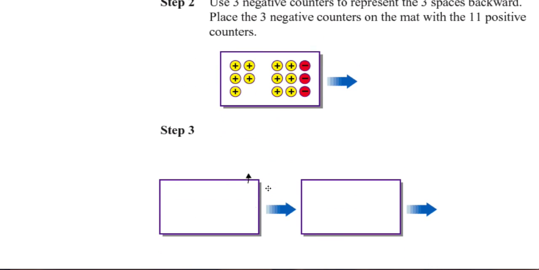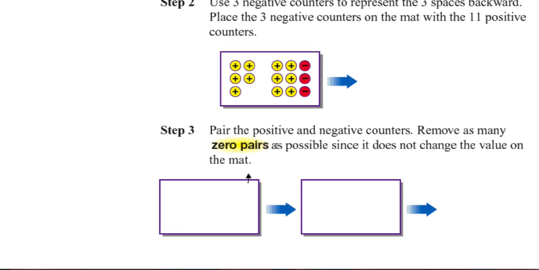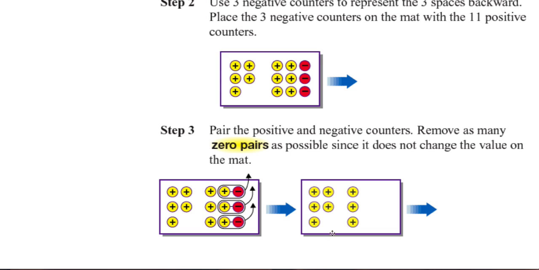Then step number 3, pair the positive counters with the negative counters. Remove as many zero pairs as possible since it does not change the value on the mat. Remember, when you add anything with 0, the number is the same. So it's the same thing here. We simply remove as many zero pairs as we can. If you notice, we have 3 zero pairs removed, and if you remove these 3 zero pairs, you're left with 8 positive counters.